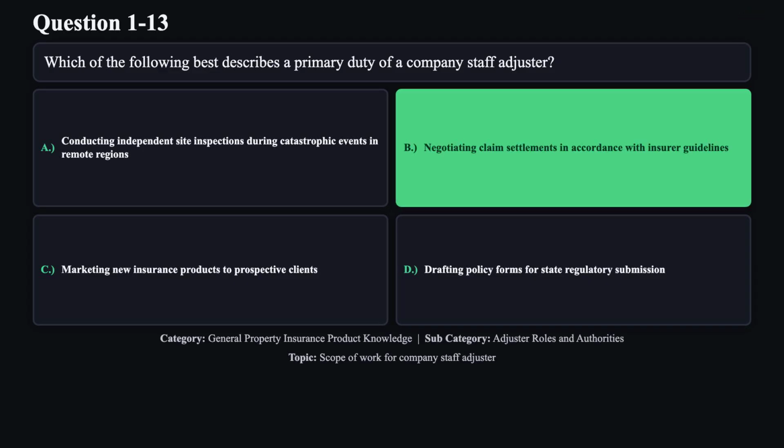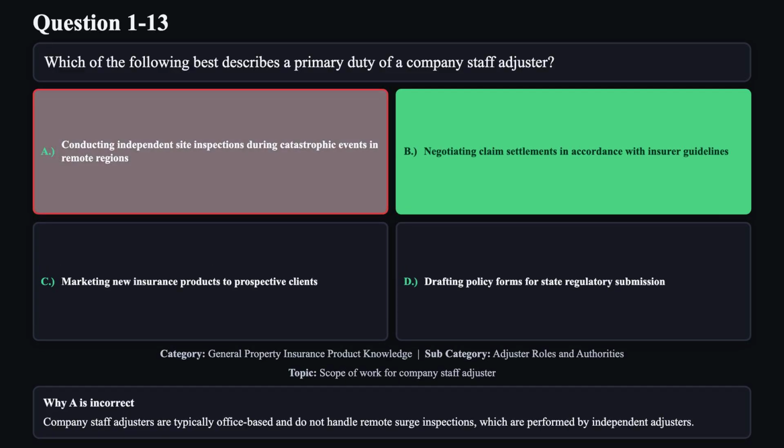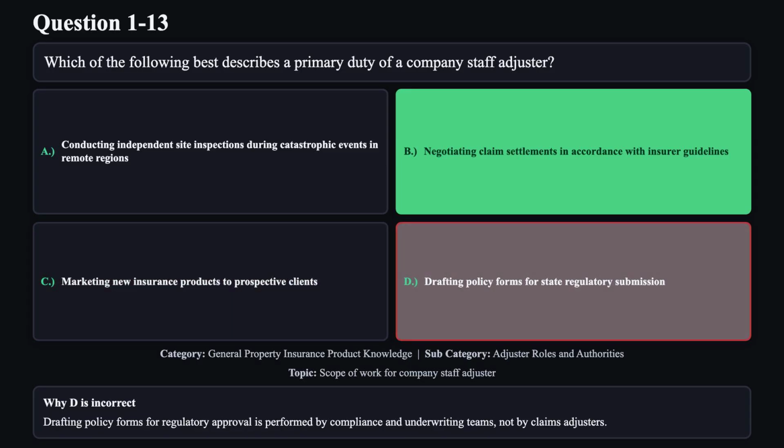The correct answer is B. The correct answer is negotiating claim settlements in accordance with insurer guidelines, which is a core responsibility of a company staff adjuster as part of the insurer's claims handling process. Reason A is not correct. Company staff adjusters are typically office-based and do not handle remote surge inspections, which are performed by independent adjusters. Reason C is not correct. Marketing functions are the domain of sales and underwriting departments, not claims adjusters. Reason D is not correct. Drafting policy forms for regulatory approval is performed by compliance and underwriting teams, not by claims adjusters.